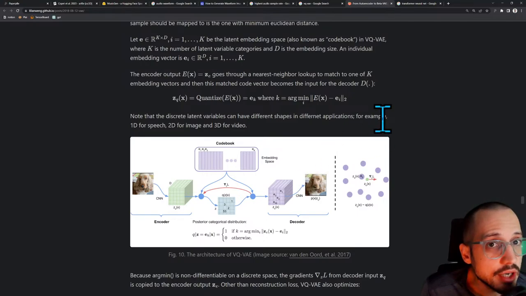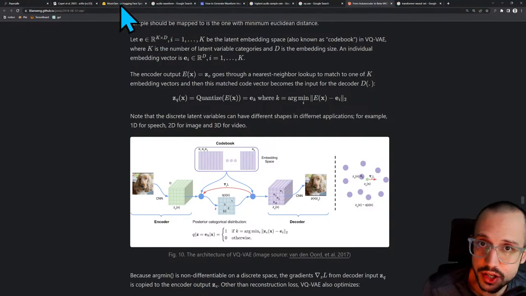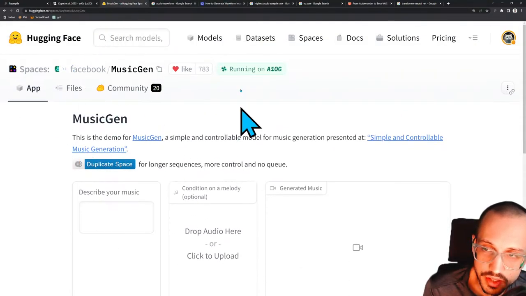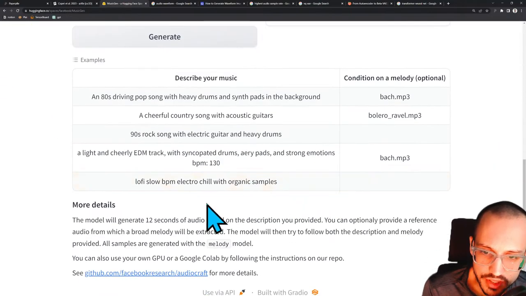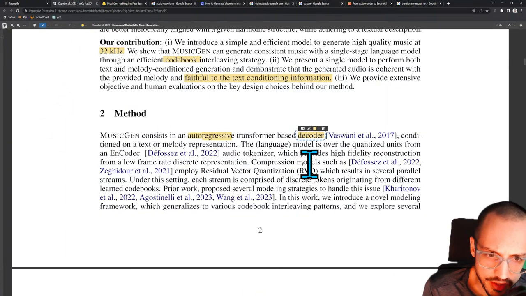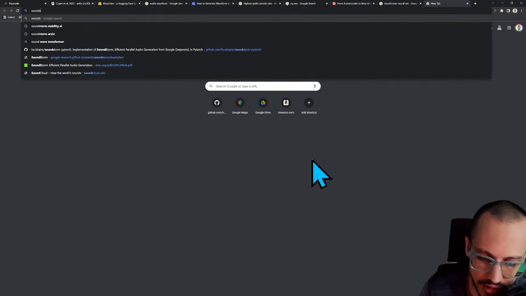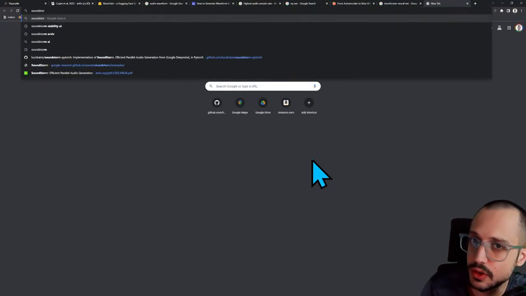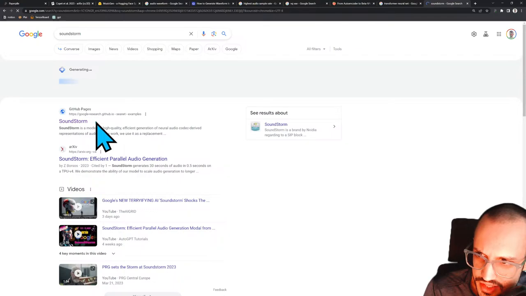Can this model do voice, or has Meta put out the code yet? The code does exist. You can go here. There's a demo on MusicGen. I don't know if it does voice. I don't think it does voice, but there are a lot of very good voice models. I think we were literally looking at this one, Soundstorm, and this one does singing voice.